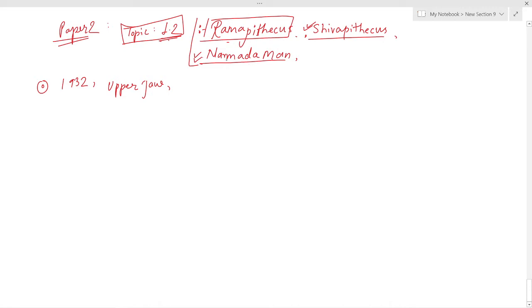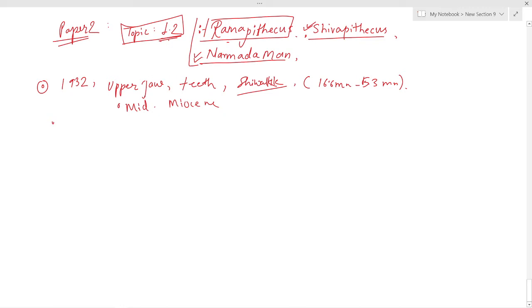So in the year 1932, some parts of upper jaw teeth were found from Shivalik hills in northern India. The upper jaw was broken and had a few teeth. According to the radiocarbon dating method, which we will also study in an individual video on dating methods, with the help of C14, that is the carbon 14 method, the age of the jaw fossil was traced to 16.6 million to 5.3 million years, mid Miocene or late Miocene.